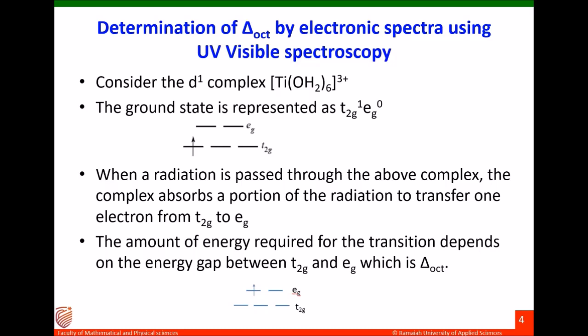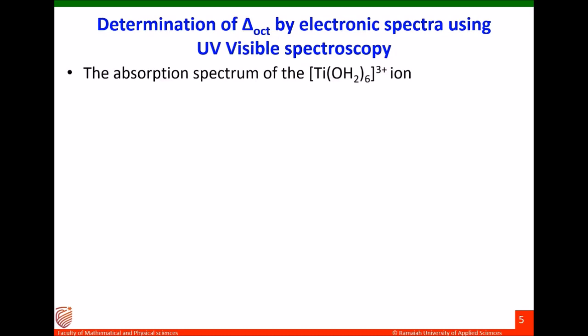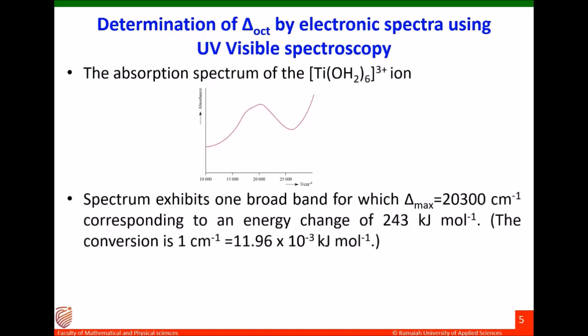The absorption spectrum of this complex ion is shown in figure 2, which exhibits one broad band for which delta max is around 20,300 cm^-1 wave number, corresponding to an energy change of 243 kJ per mole. The conversion we studied already in our previous video lecture: 1 cm^-1 wave number equals 11.96 into 10 to the power -3 kJ per mole.